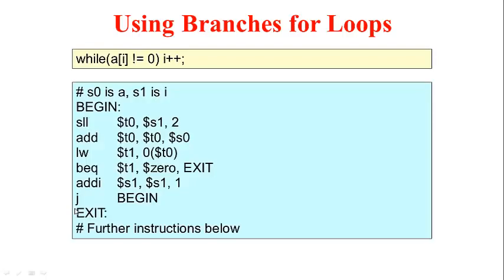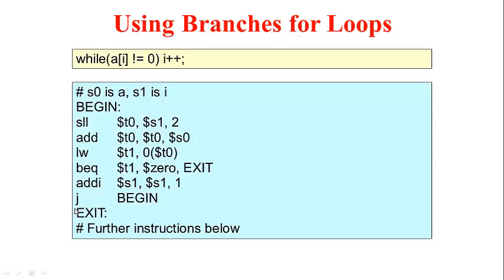Here is my solution. I begin the loop with a label begin, and then the first assembly language statement is a shift left logical. What do you think this does? Yeah, this multiplies the value of I by 4. Shifting by 2 bits to the left is equivalent to multiplying the integer value by 4. Then the multiplied value is added to A to get the address of A of I, and then that particular memory word is loaded onto register T1, that is the load word instruction.